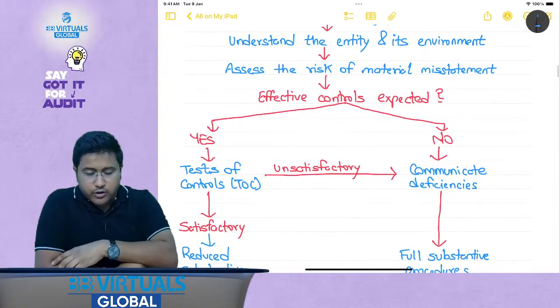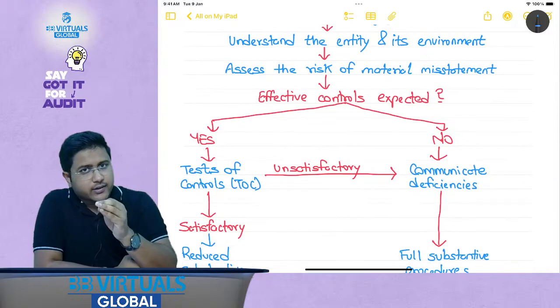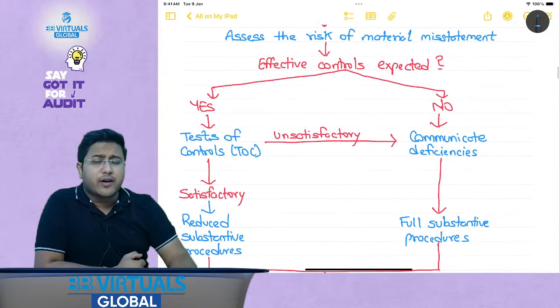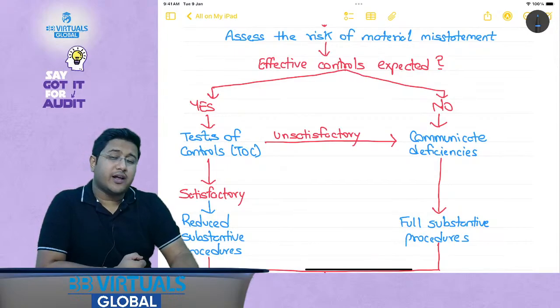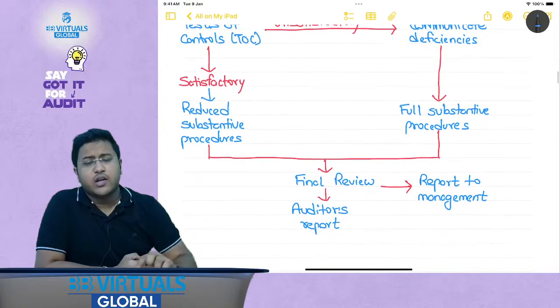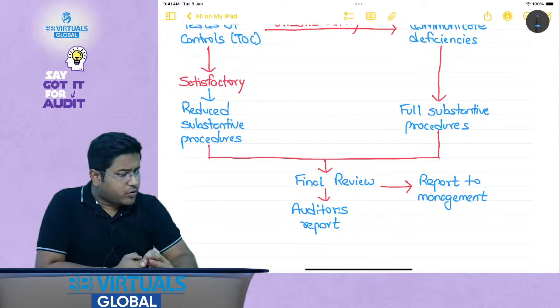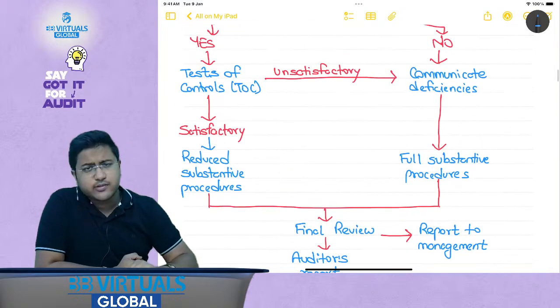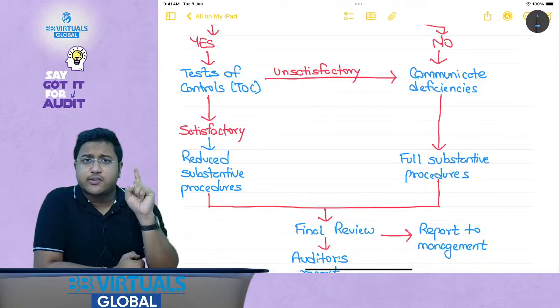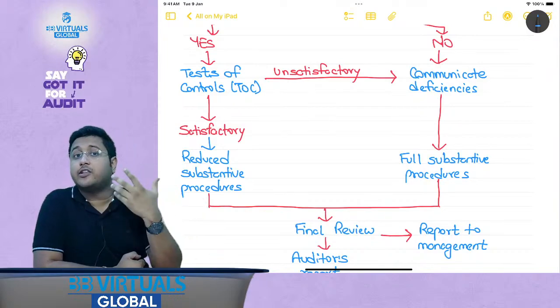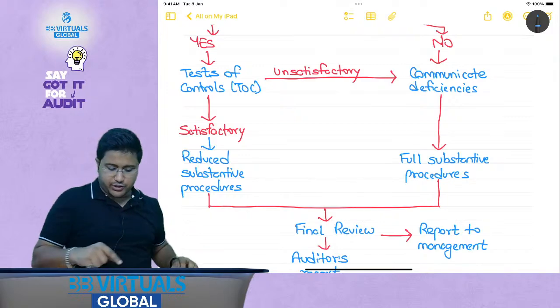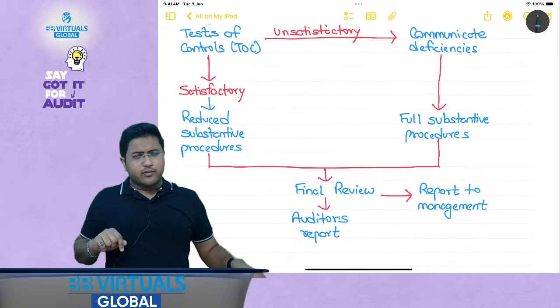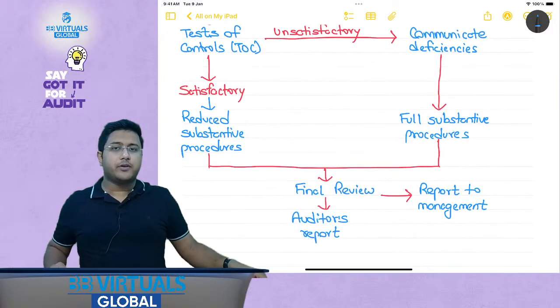Okay. Now, if effective control is expected and the answer is no, then what will you have to do? You will have to communicate the deficiencies, and you will have to perform all the audit procedures for the number audit. And whom will you communicate this deficiency to? You will communicate this deficiency to management or those charged with governance, based on the significance of the deficiency. Okay. Then the final review would be done, the auditor's report would be issued and submitted to the management.